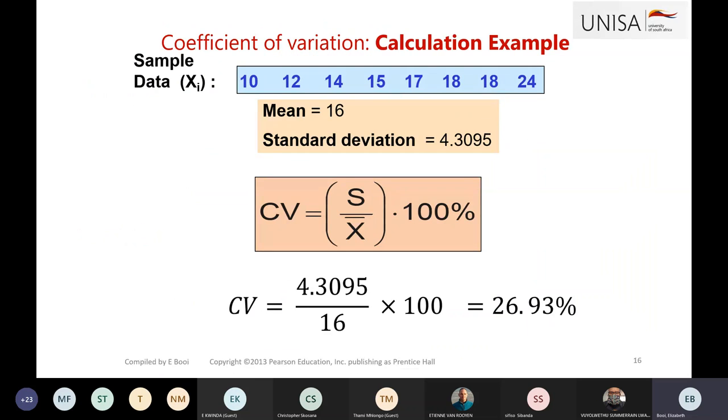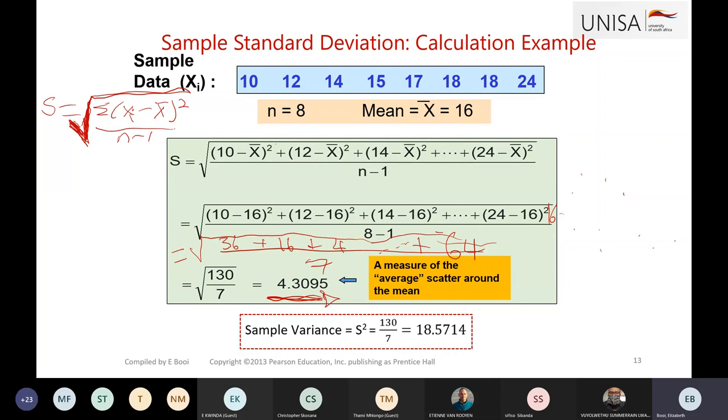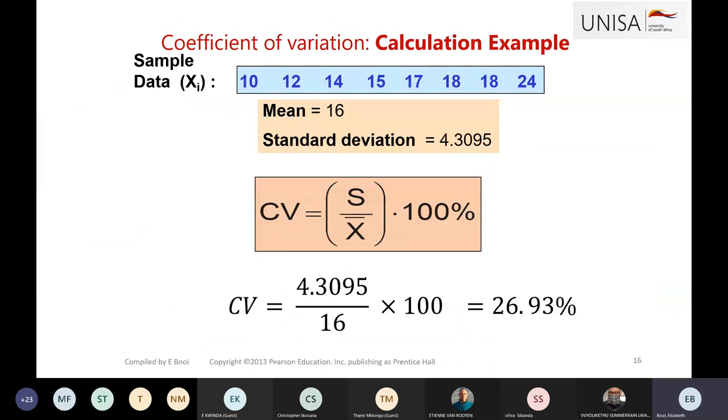Based on the data that we use for the standard deviation, we can also calculate the coefficient of variation. Remember, our data set, our mean was 16 and our standard deviation was 4.3. So we can take our standard deviation of 4.3 divided by the mean of 16 multiplied by 100, and that will give us 26.93, and that tells us the variability of that data or the relative variation of the data that we have.